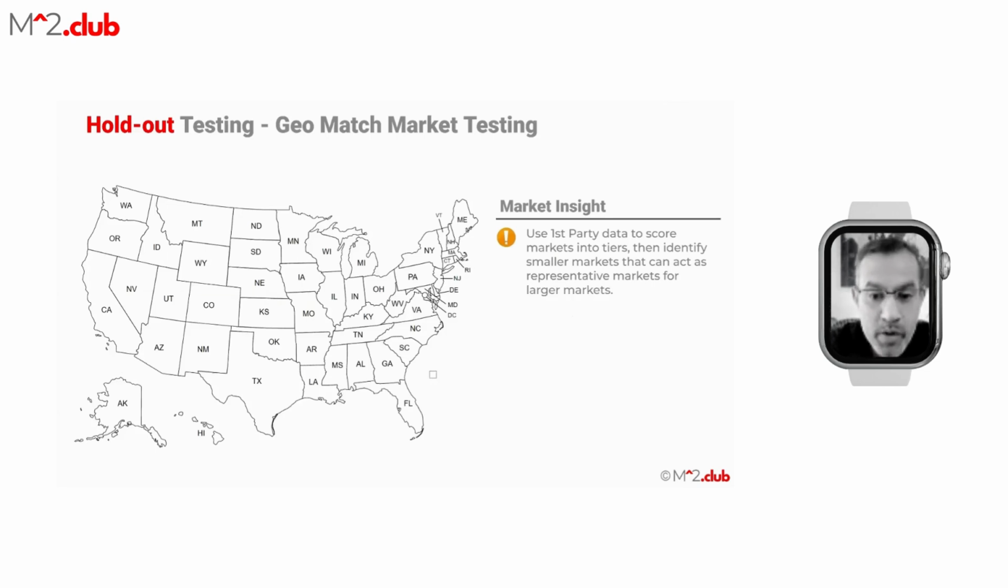The appeal for geo-match market testing is it can be done almost entirely using first-party data, right? Which is, if you're a brand, you don't have to rely on platforms providing you data sets or any tools. You can use your own transaction data for the most part. Most advertisers can, most marketers can. Some marketers in CPG, for example, cannot, but 95% of the different industries can do this.